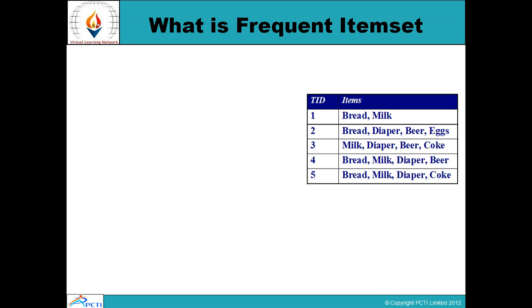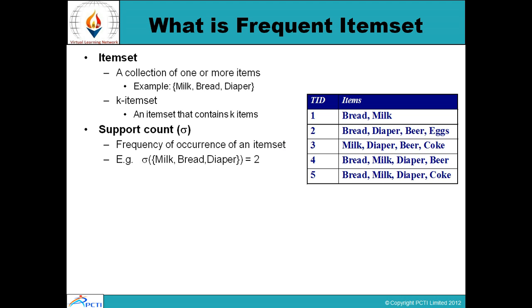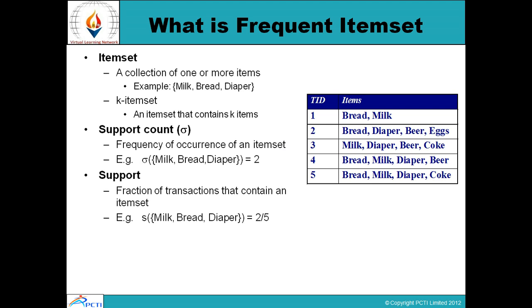Now let us learn what a frequent set is. Basically, the frequent set involves the item set, which is a collection of one or more items. For example, milk, bread, diaper. Here is the term k-item set, which means an item set that contains k items. Support count is maintained by sigma, which indicates the frequency of occurrence of an item set.